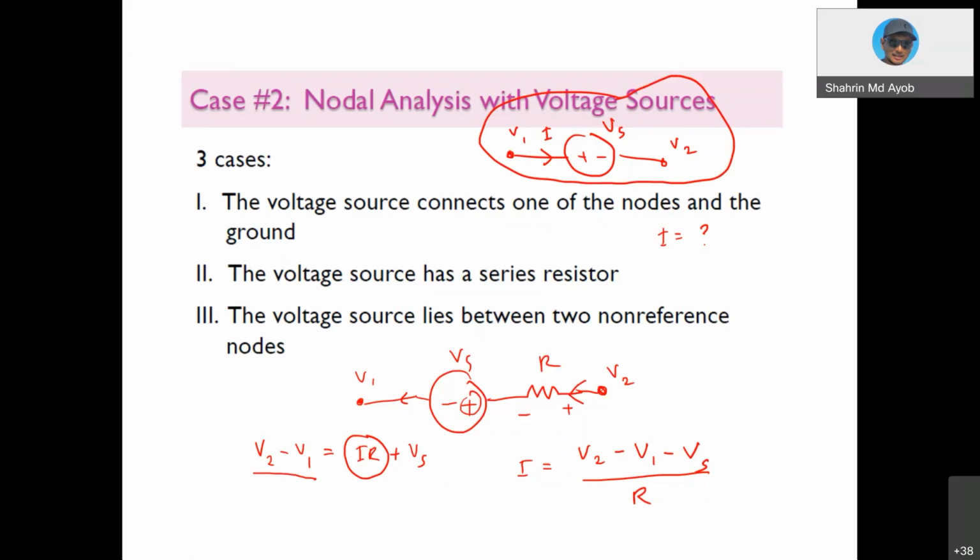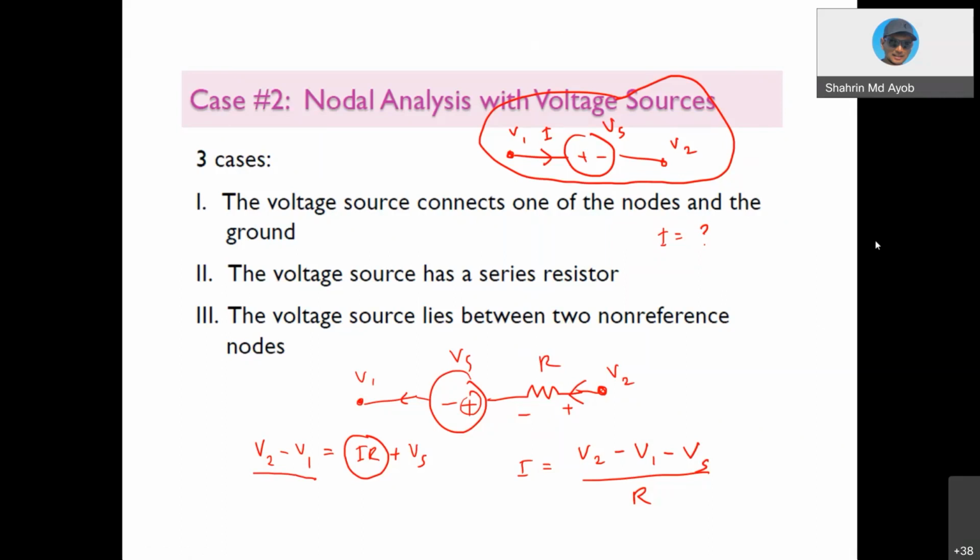Because to derive the current you need to have a resistor at least, right? Because current is V over R. But right now, as you can see, we don't have a resistor. How can you derive the equation? How can you calculate the current? Is it possible or not possible? Someone?